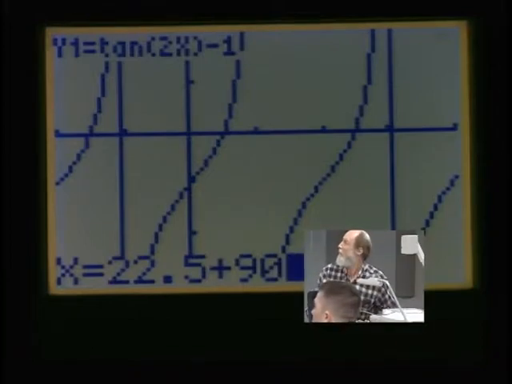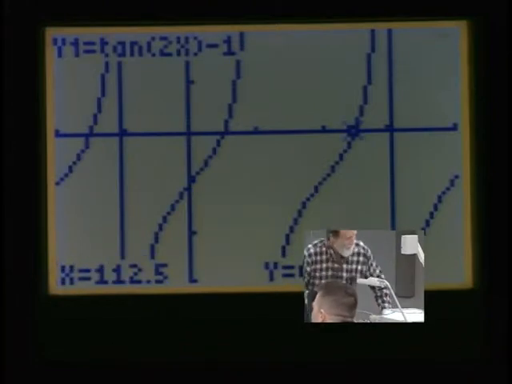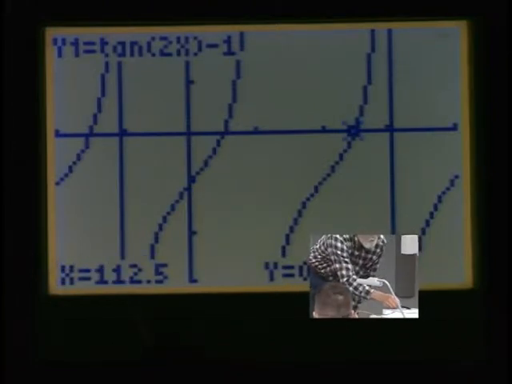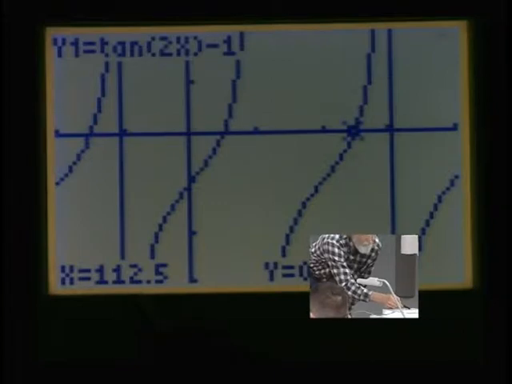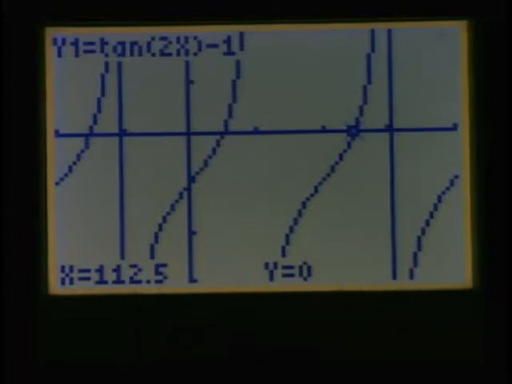They got a little picture of me up there. So check this out. The 22.5 plus 90 degrees is 112.5. And then, again, another 0. Okay? So you see how you use your calculator to graphically solve that?